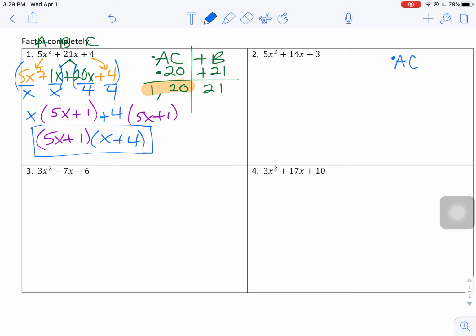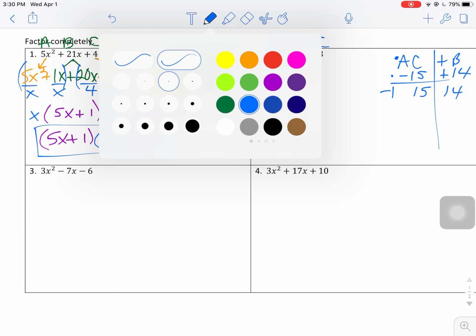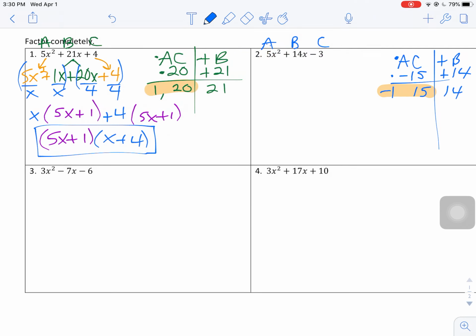On 2, we want to multiply to AC and add to B. So here's A, B, and C. So 5 times negative 3 is negative 15, and then B is positive 14. So if I'm multiplying to a negative number, one of my numbers has to be negative, one has to be positive. If I'm trying to add up to a positive 14, I want my smaller number to be negative and my bigger number to be positive. So lucky ducks, that's our first shot. Those numbers work right off the bat.